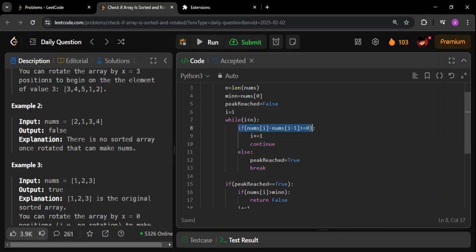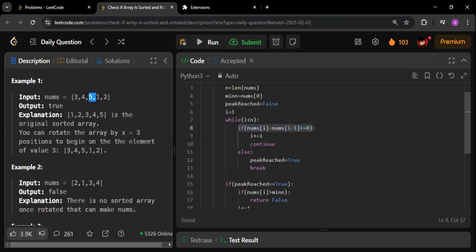So what will happen when it fails? See this part, it will fail in this particular step. When we do 1 minus 5, in that case it will fail, because 1 minus 5 will give a negative number. A negative number is not greater than or equal to 0, so it will fail. So what we'll do, we'll set peak reached equal to 2, and then we are breaking out.